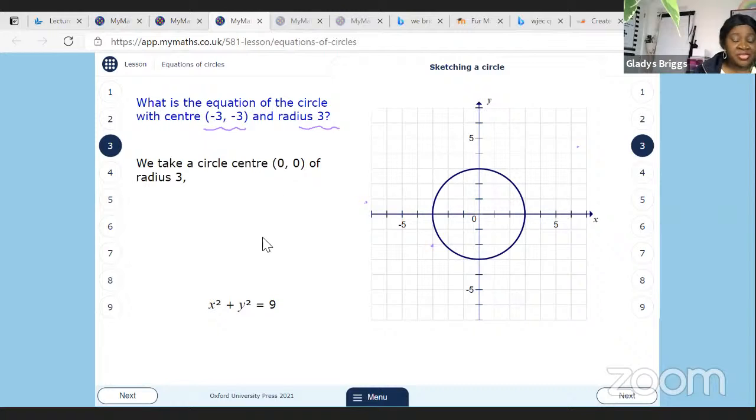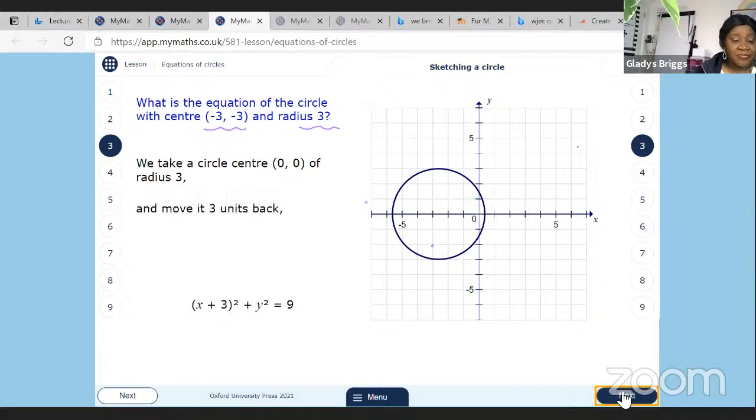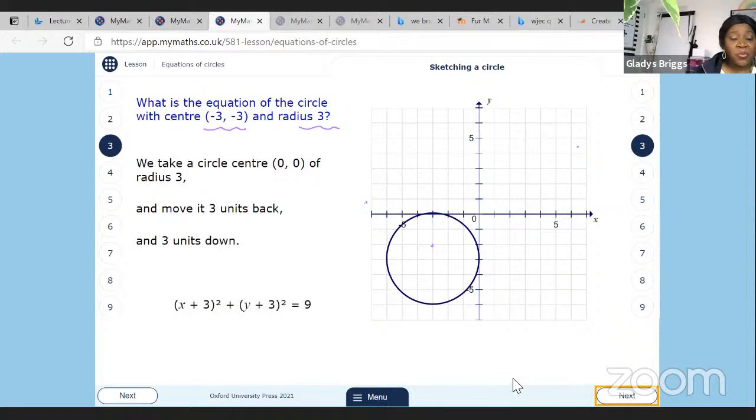You know that the radius is 3, so it will be x squared plus y squared is equal to 3 squared, which is 9. Now you have to change this one to x plus 3. If you're doing -3, then it's going to change the sign to plus 3. So (x + 3)² + (y + 3)² = 9.